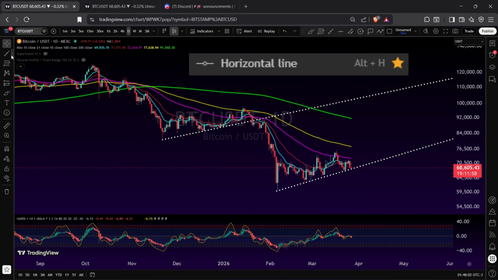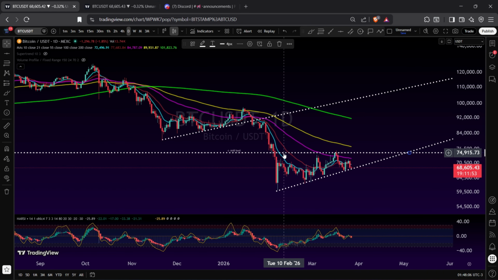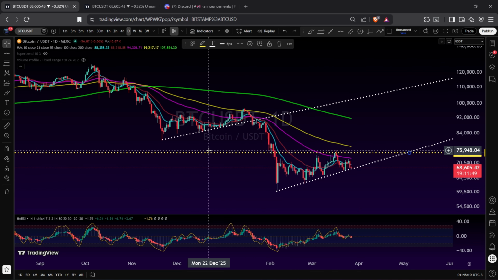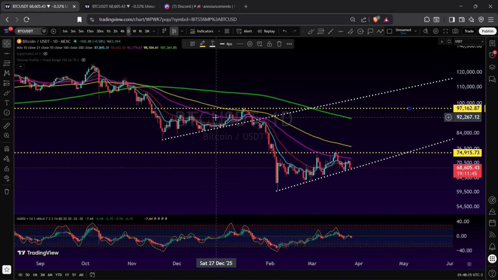This is your bread and butter for identifying macro support and resistance. Markets have memory. A price level that acted as a major ceiling in the previous year will very often act as a major floor in the current year. I use horizontal lines to map out these critical battlegrounds.